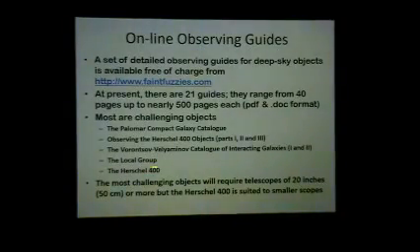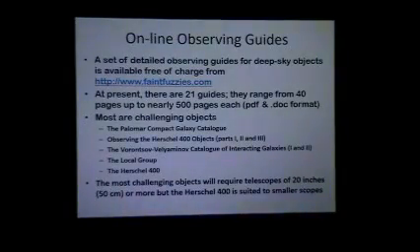Well, you might be familiar with the Herschel 400. For those of you who are new, Herschel was an observer in the 17th century, 1700s in England, and he compiled a list of quite a few objects in the sky.